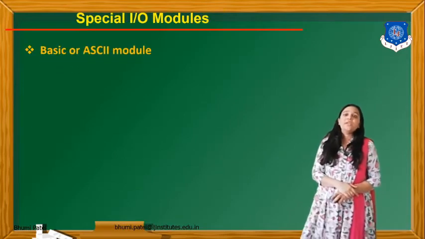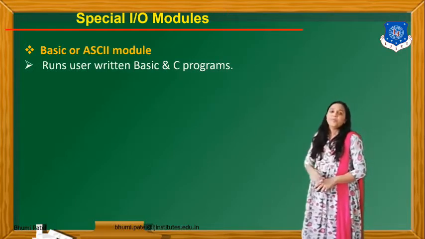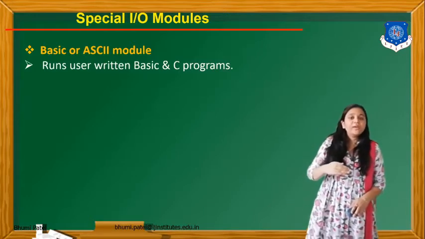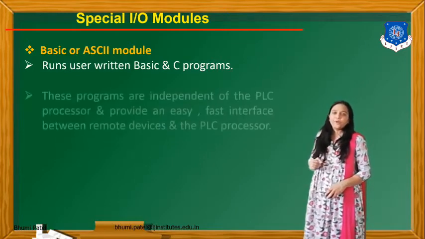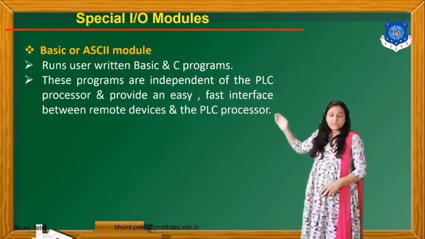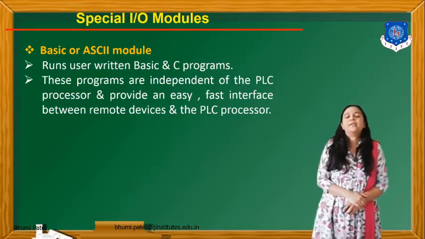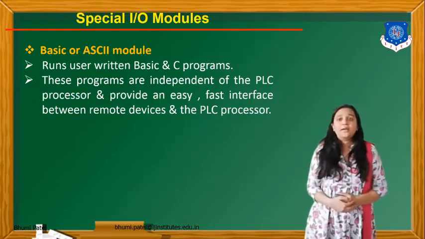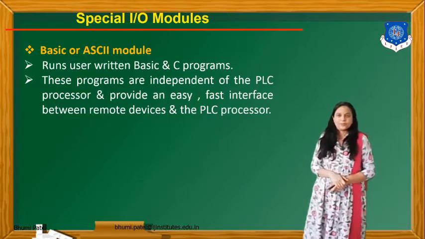The next one is the BASIC or ASCII module. Okay, so it runs user written BASIC or C programs. Or, if we want to convert some digital value to ASCII, at that time we can use this type of module. These programs are independent of the PLC processor, and it provides an easy, fast interface between the remote device and the PLC processor. So it is used whenever we deal with ASCII numbers connected with the PLC processor, and it is a very easy and fast interface process.